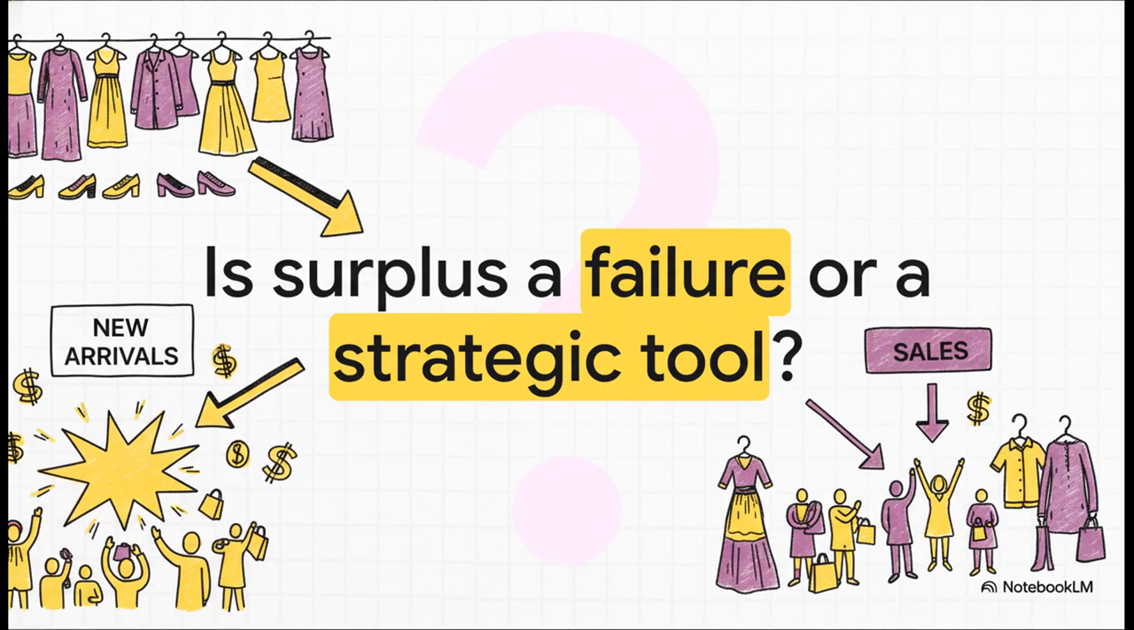And that leaves us with one final thought to chew on. We spent this whole time framing surplus as a problem, as a failure to be fixed. But could a planned surplus ever be used strategically? Think about it. Maybe to clear out last season's inventory to make room for the new collection, or to create a reason for a massive, high-profile sales event that drives a ton of traffic and buzz. Can this market problem actually be turned into a marketing opportunity? Something to think about.